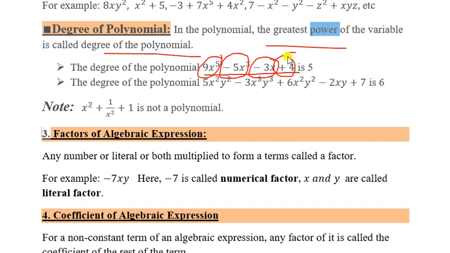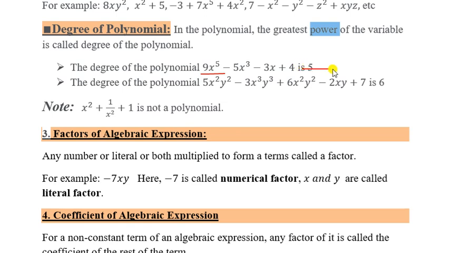Now we have to find out the highest power of the variable. Here the highest power of the variable is 5. Here the highest power of the variable is 3. Here the highest power of the variable is 1. That means the highest power is 5, so the degree of this polynomial is 5. Clear? Now we'll look at another kind of polynomial.